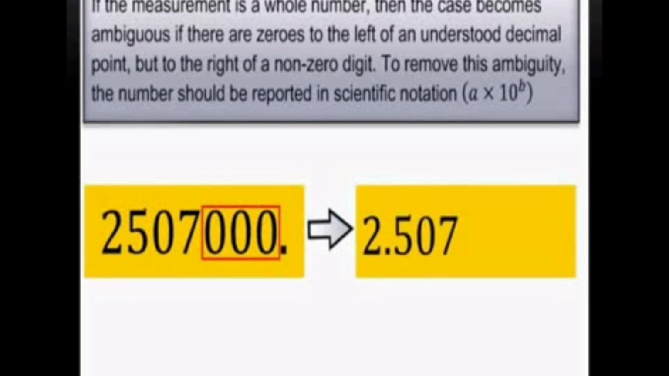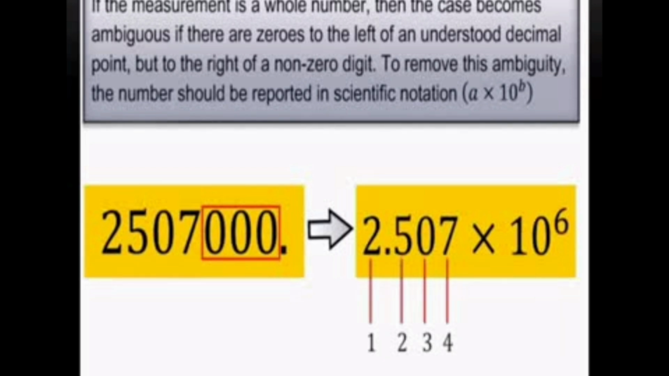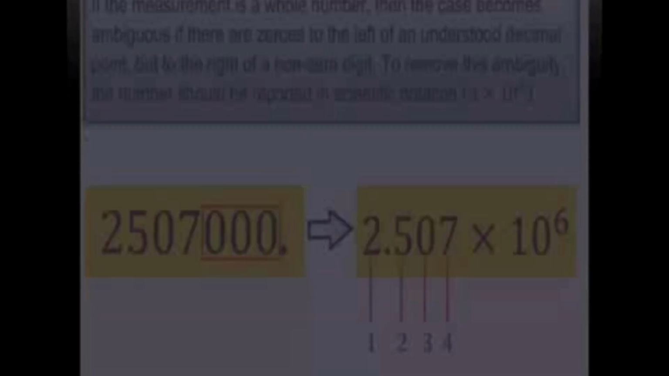So you can write 2.507 into 10 to the power of 6. So 3 zeros and 507 are also on the other side of the decimal point. That's why we are writing 10 to the power of 6. So here the significant numbers are 4. Okay, this is the fourth rule of the significant numbers.